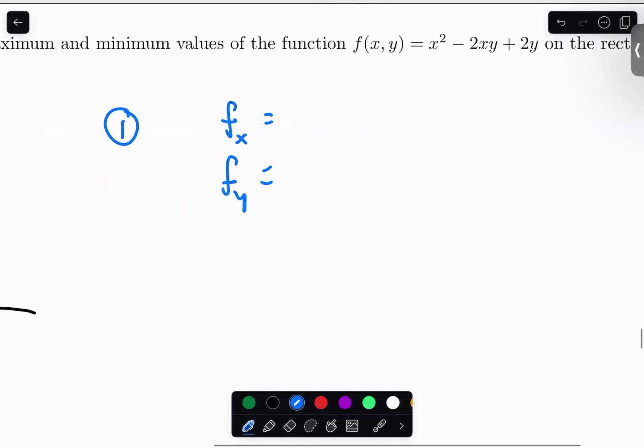If I take a partial derivative with respect to x, I'm going to get 2x minus 2y. If I take a partial derivative with respect to y, I'm going to get negative 2x plus 2. So there are my derivatives with respect to x and with respect to y. Notice these are nice continuous functions here. There's no way to make them undefined.